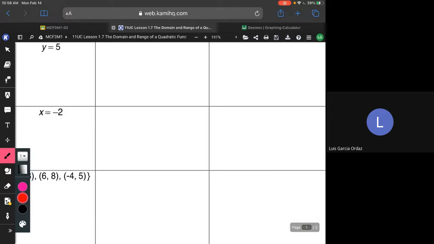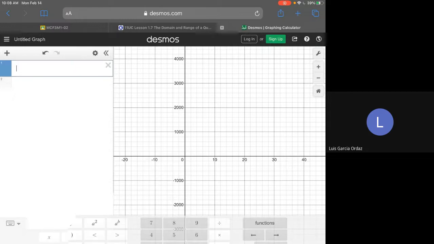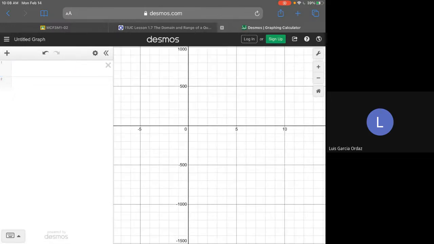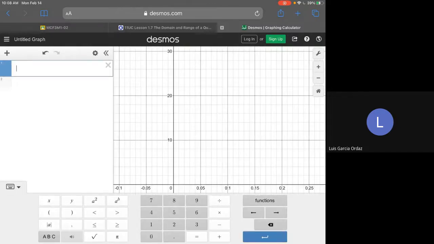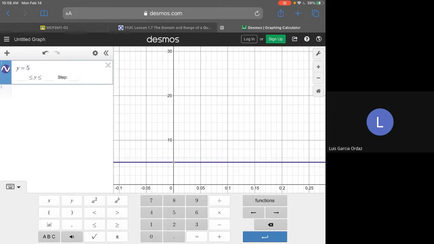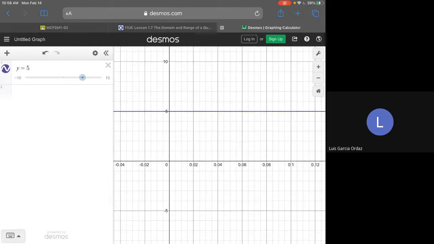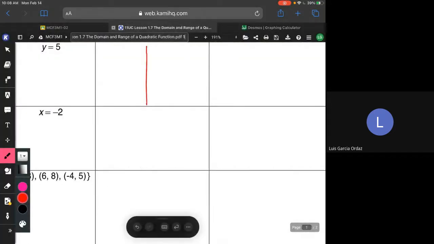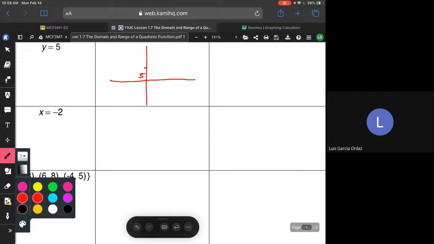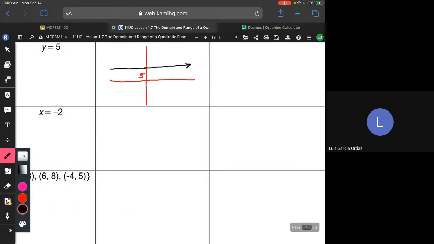So I have the graph y is equal to 5. Now, based off your experience with grade 9, grade 10, is this going to be a horizontal or vertical line? Let's see if you guys remember. It's going to be horizontal. So y is equal to 5 is a horizontal line. Now I'm going to draw my graph, my axis. So this is 5. And this is my graph.